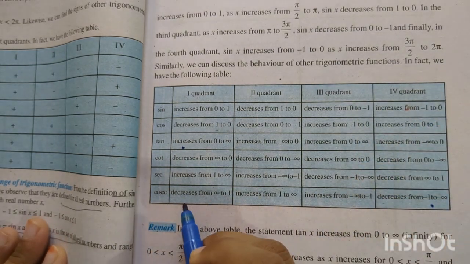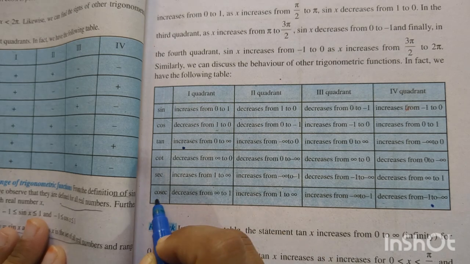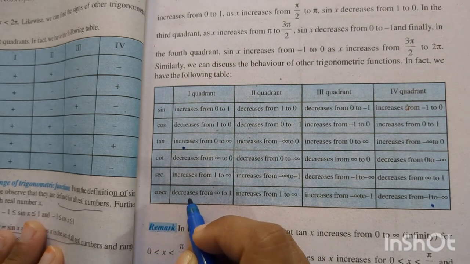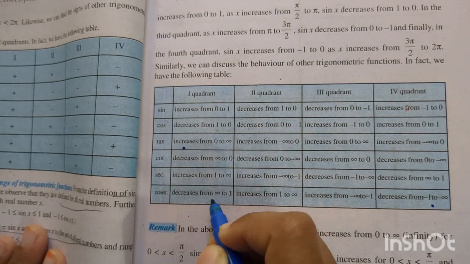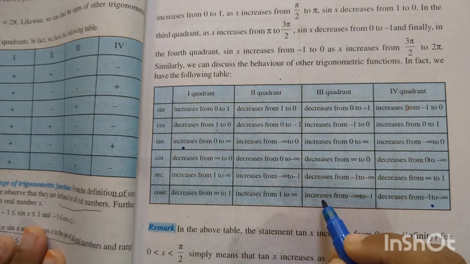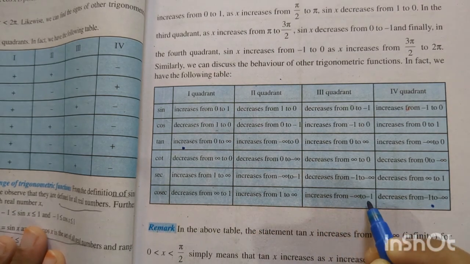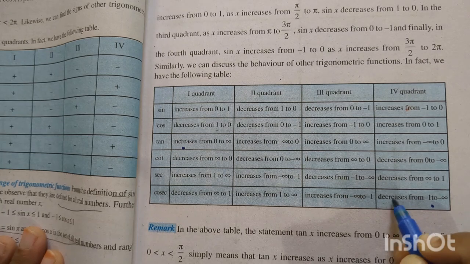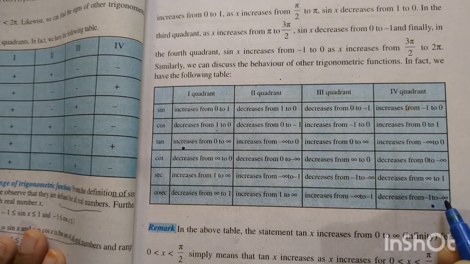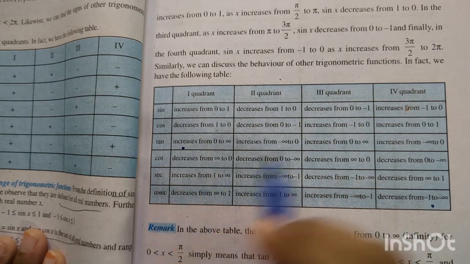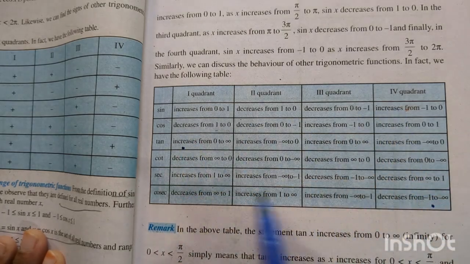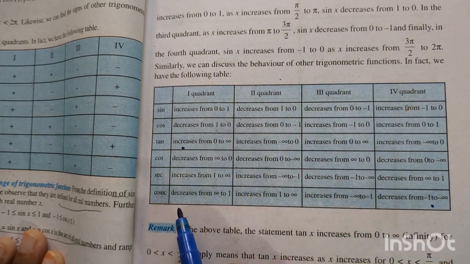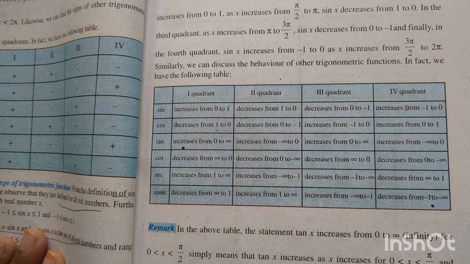Similarly, all other behaviors are given here. For example, the value of cosec x in the first quadrant decreases from infinity to 1. In the third quadrant, its value increases from minus infinity to minus 1. In the fourth quadrant, the cosec value decreases from minus 1 to minus infinity. So the behavior of the trigonometric functions is given in this table, which is there in your textbook.